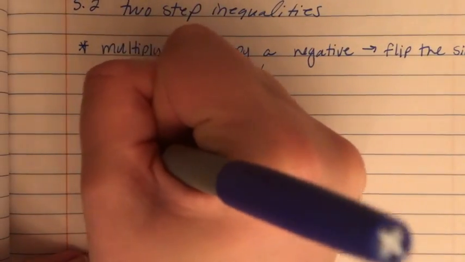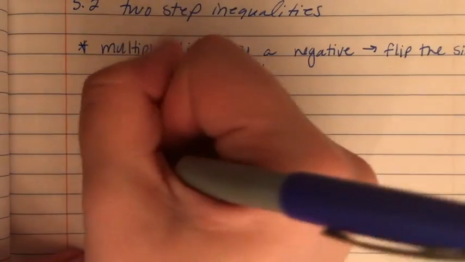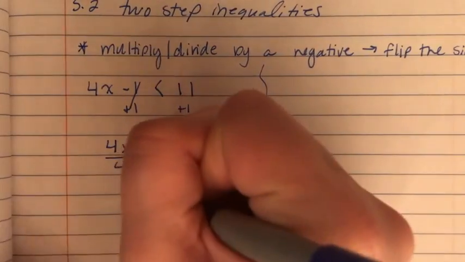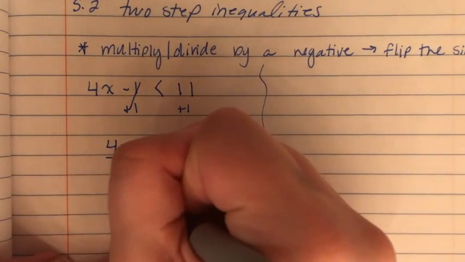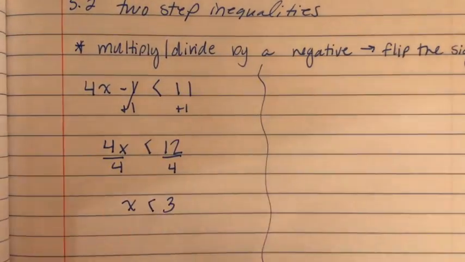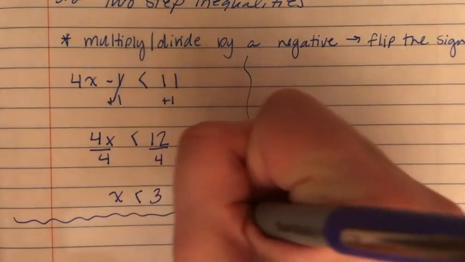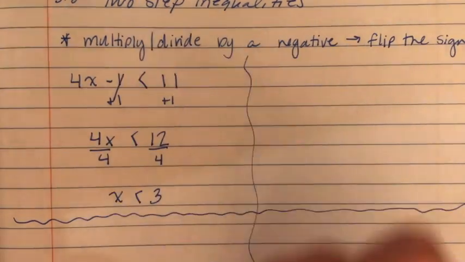So now I have 4x is less than 12. I'm going to divide both sides by 4, and I get x is going to be less than 3. And that is how I solve that. I would solve it exactly how I would solve a normal equation. The only difference is that it's not an equal sign.